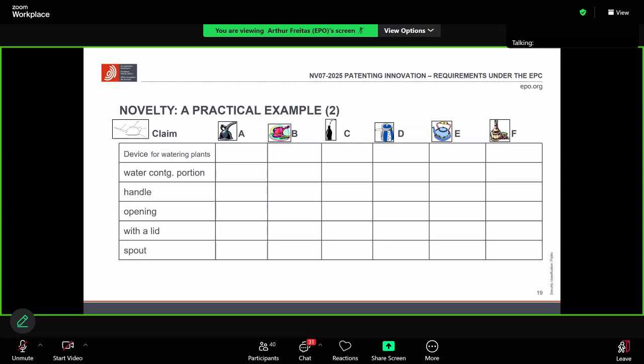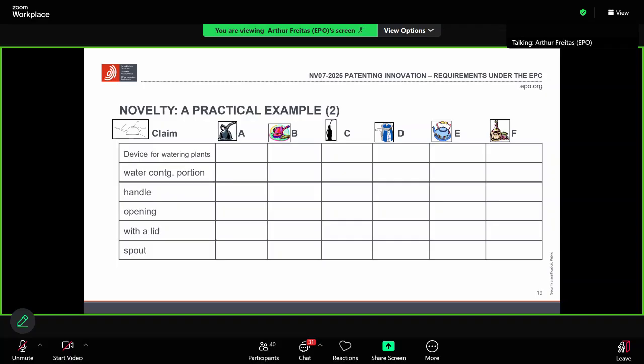Do we have a handle? Yes, we do. Do we have an opening? Well, we have at least an opening in the spout there. There is one. And does it have a lid? Here, I'm not really sure. Remember, novelty is black and white. Is it clearly and unambiguously disclosed? All I have here is this picture, nothing more. And I would say that we don't have an opening with a lid there. And therefore, I would say that this document is not novelty destroying.